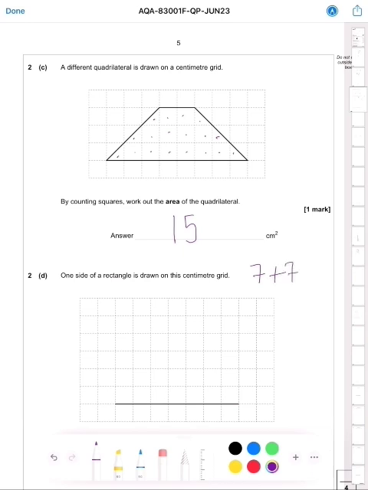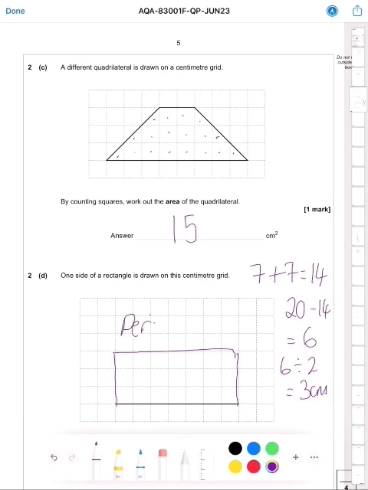So I need to do 7 plus 7, knowing the properties of a rectangle. 20 take away 14 gives me 6. Now I know that the two remaining sides add up to 6, so if we divide that by 2, that tells me that my other side length would be 3 centimetres. Now I just need to draw this onto the centimetre grid. 7 plus 7 plus 3 plus 3 gives me a perimeter of 20.